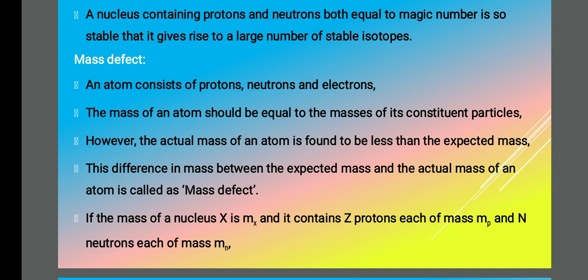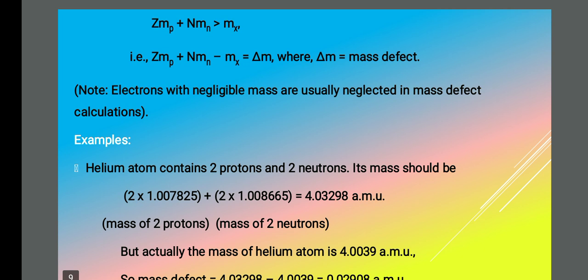Is it clear? So if the mass of nucleus X is mx and it contains Z protons, each of mass mp, and n neutrons, each of mass mn. So what will be your answer is Zmp plus nmn will be greater than mx. That is, Zmp plus nmn minus mx will be equal to delta m.